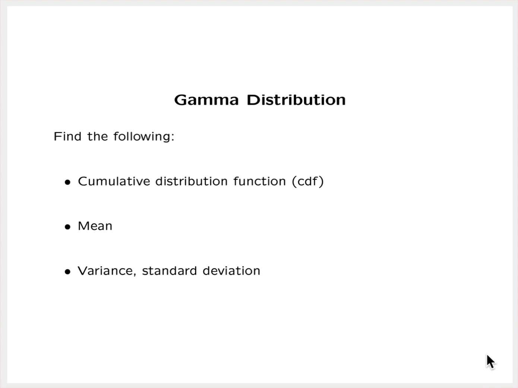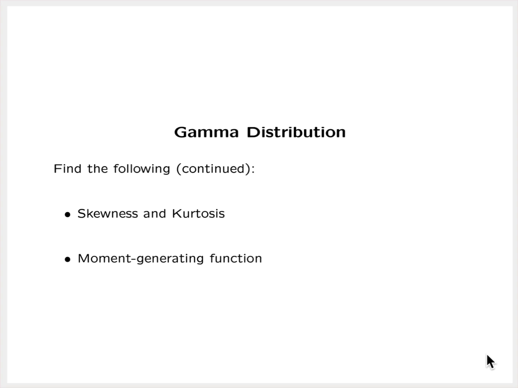Now, we're going to be interested in trying to find the cumulative distribution function, the CDF for this distribution. We're also going to be interested in trying to find the mean, the variance and standard deviation, the skewness and the kurtosis, and also the moment generating function, which would help us find those distributional characteristics that we just mentioned.